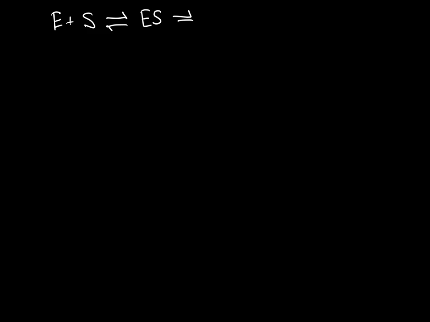Many enzymes will also have an EP complex. That, to my knowledge, doesn't have a special name. I've never heard it referred to as anything except the EP complex, or enzyme product complex. And then, of course, you're going to want the product to leave. But you've got to get your enzyme back, right?